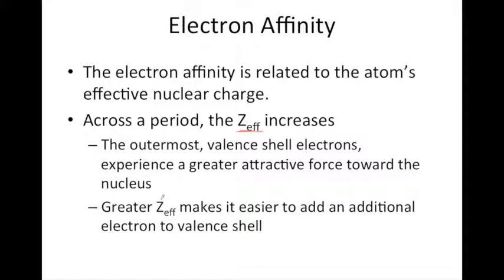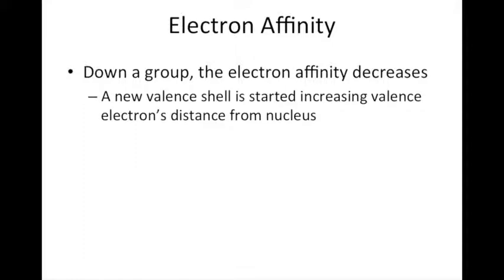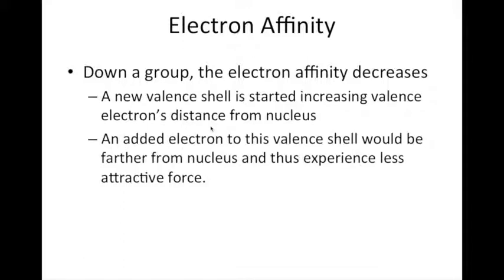So as we move from left to right across a period, the effective nuclear charge increases. Therefore, the attractive force felt by those outer electrons increases, which makes it easier to stick another electron on there. So if we add an electron as we move across from left to right, more energy is released. Now, as we move down a group, the electron affinity decreases. Why is this? Well, as we move down a group, we know that a new valence shell is started, which increases the valence electron's distance from the nucleus.